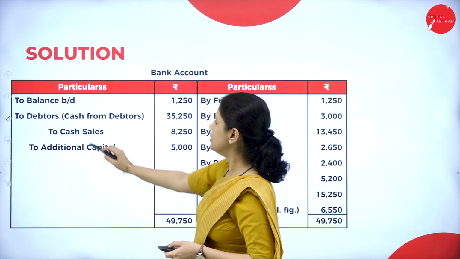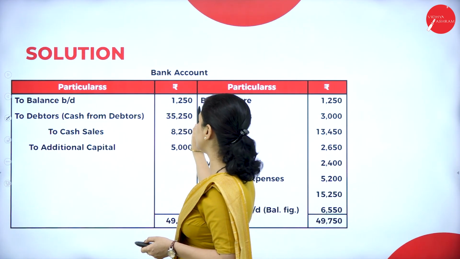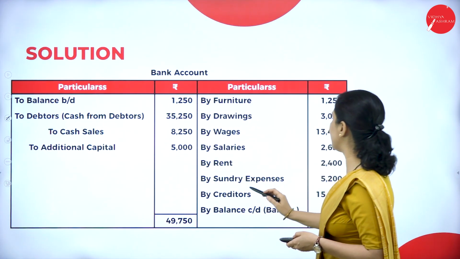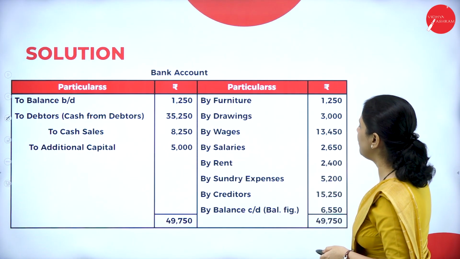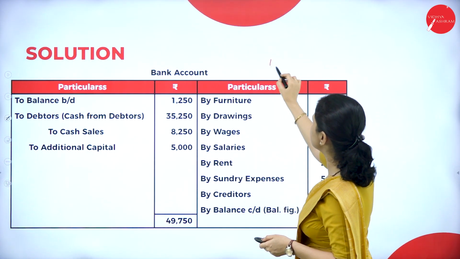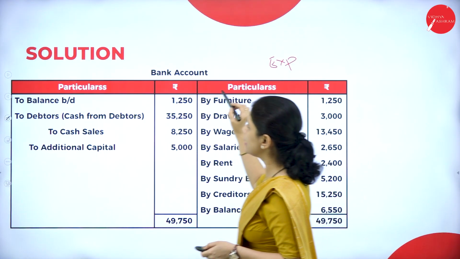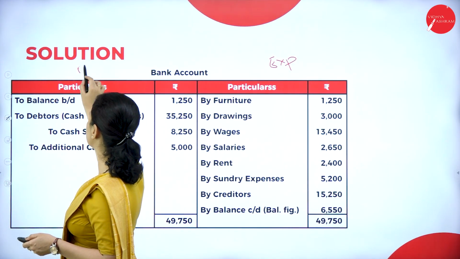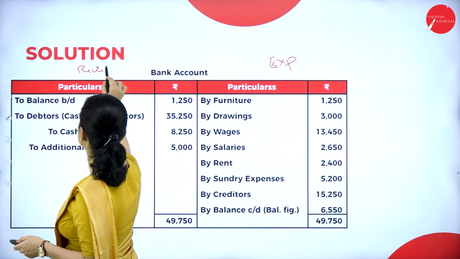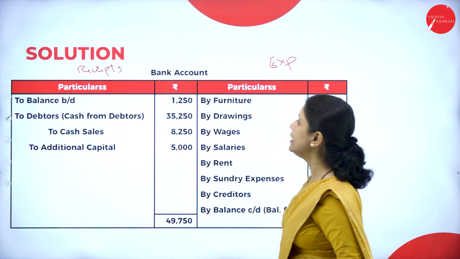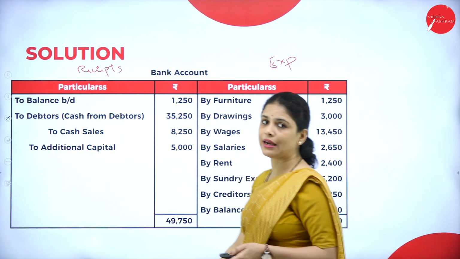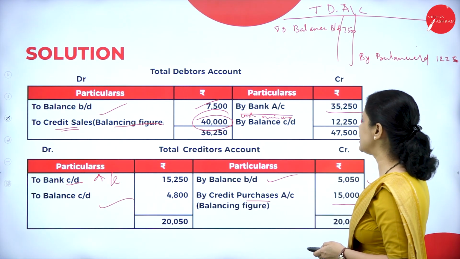That will be the balance brought down, 1,250. After that, this one. So what is that? All the payments, I mean all the expenses, will come this side. All the incomes, or receipts, will come this side. So here, all the expenses will come on the credit side, and on the debit side, what will come? The receipts. Let us see.